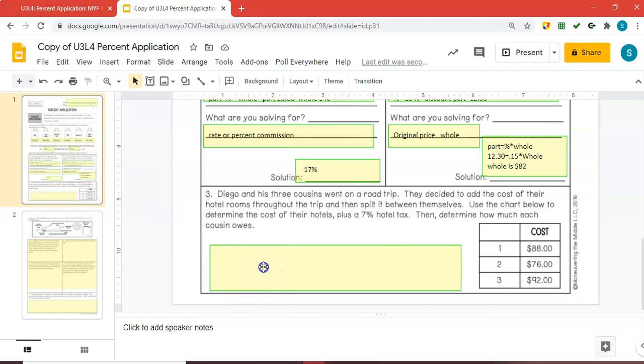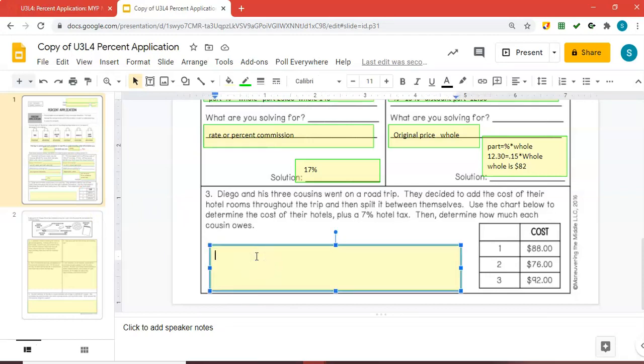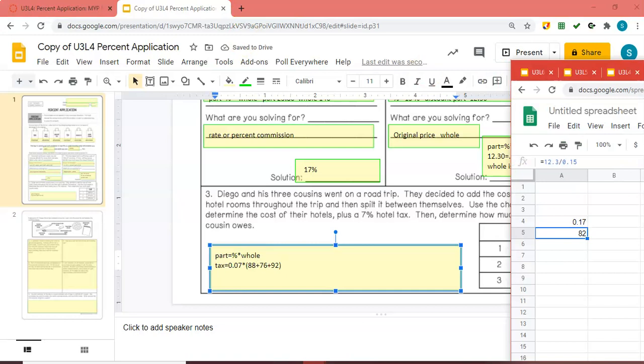Okay, so you've had a chance to work on that. Now our tax is our part, so remember we're using part equals percent times whole. For us, our tax equals 0.07, that's 7%, times the cost of our hotels. So for the first one, in fact, we can add up all 3 hotels: $88 plus $76 plus $92. If we add up those 3 numbers and then multiply by 0.07, that should give us our tax.